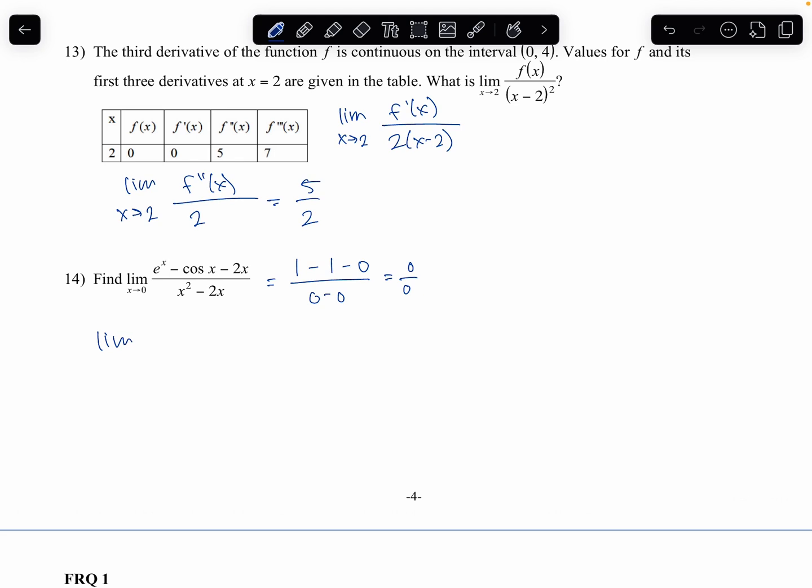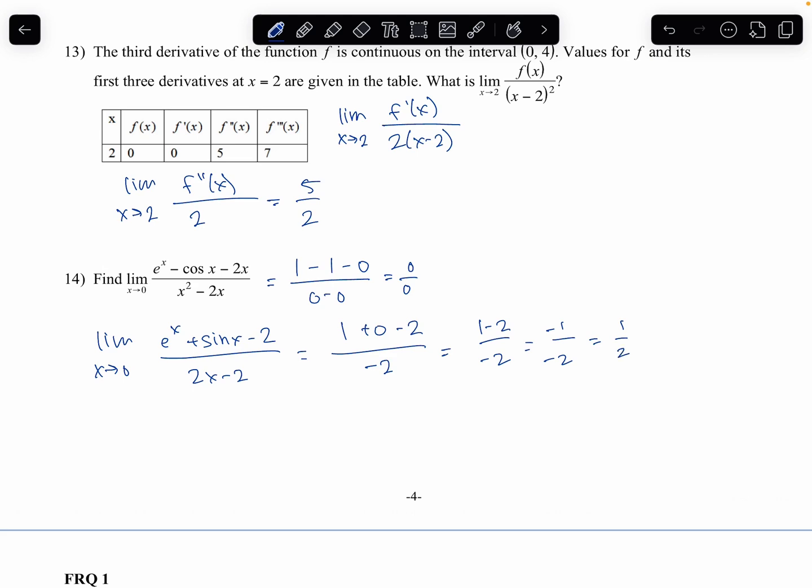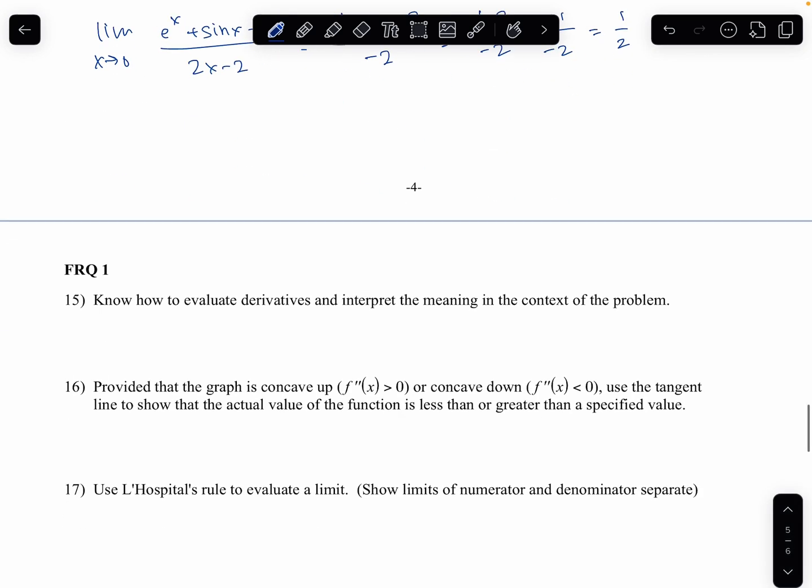So L'Hopital's rule, limit as x approaches 0 of e to the x plus sine of x minus 2 over 2x minus 2, and if I plug in 0, I get 1 plus 0 minus 2 over negative 2, which is going to be equal to 1 minus 2 over negative 2, which is negative 1 over negative 2, which is going to be 1/2. Okay.